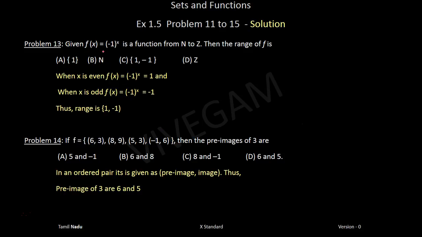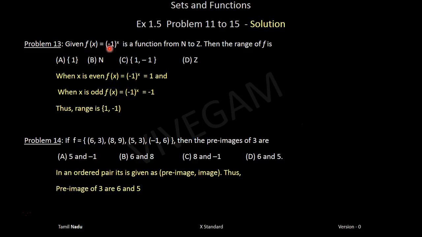Given f(x) = (-1)^x is a function from N, natural numbers, to Z. Then what is the range of f? For all the values of x, x can take any value. It can take an odd number or an even number. When it is even, (-1) to the power of x will be 1. When it is odd, (-1) to the power of an odd number will always be -1. Therefore, the range will be always 1 or -1. You got it? It's pretty simple.